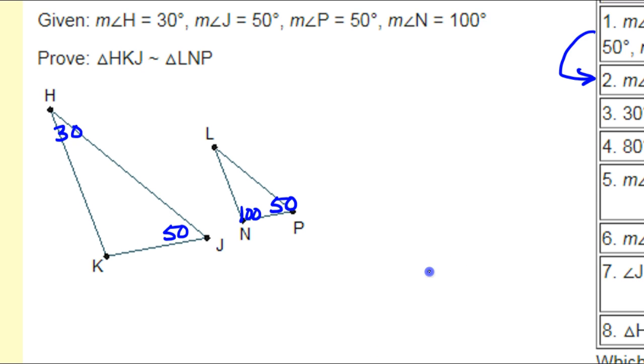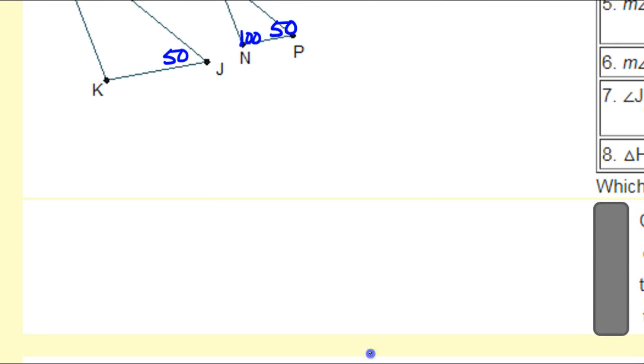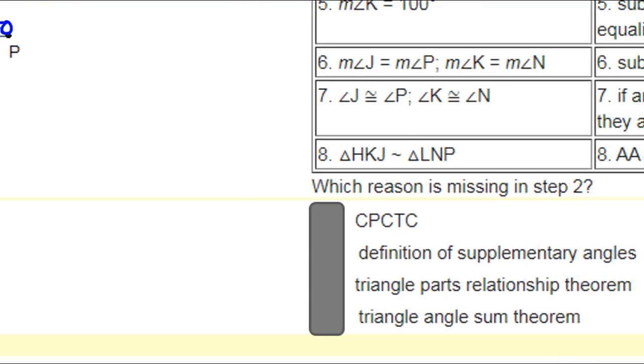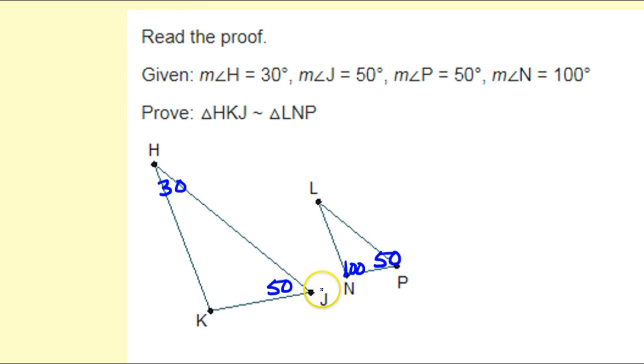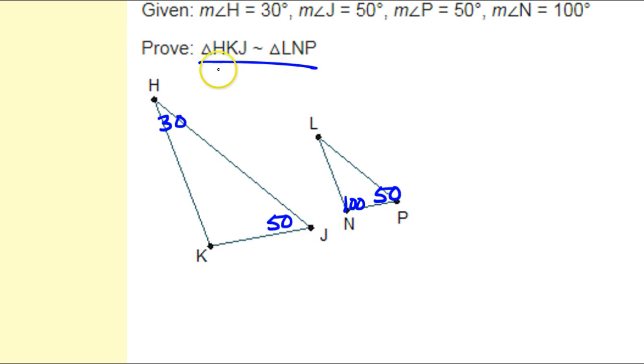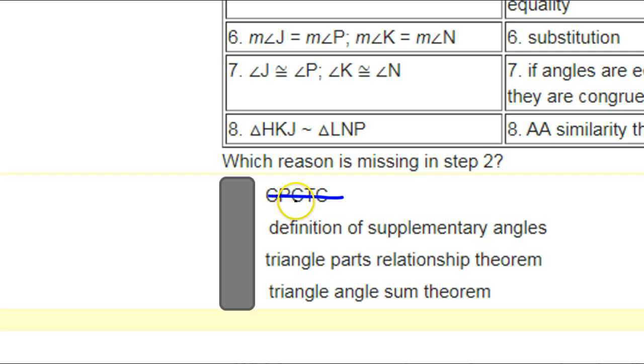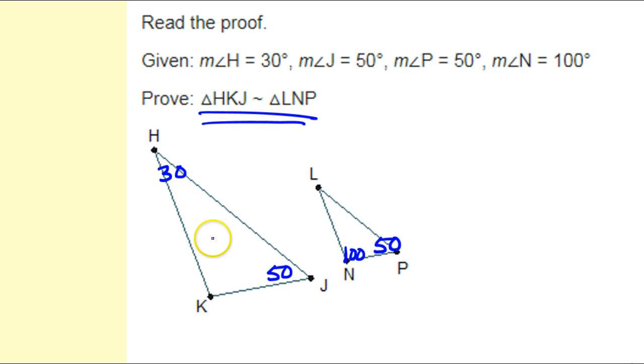Alright, so I'm going to look at the reasons, but I'm looking for some kind of a postulate about the sum of the angles in a triangle. CPCTC, that stands for corresponding parts of congruent triangles are congruent. That's not going to be it. These triangles are not even congruent. Even in the end, we won't have proved them congruent. They're only similar. So corresponding parts of congruent triangles congruent, that doesn't make sense. The definition of supplementary angles, that doesn't make sense either, because we don't know that these angles are supplementary.